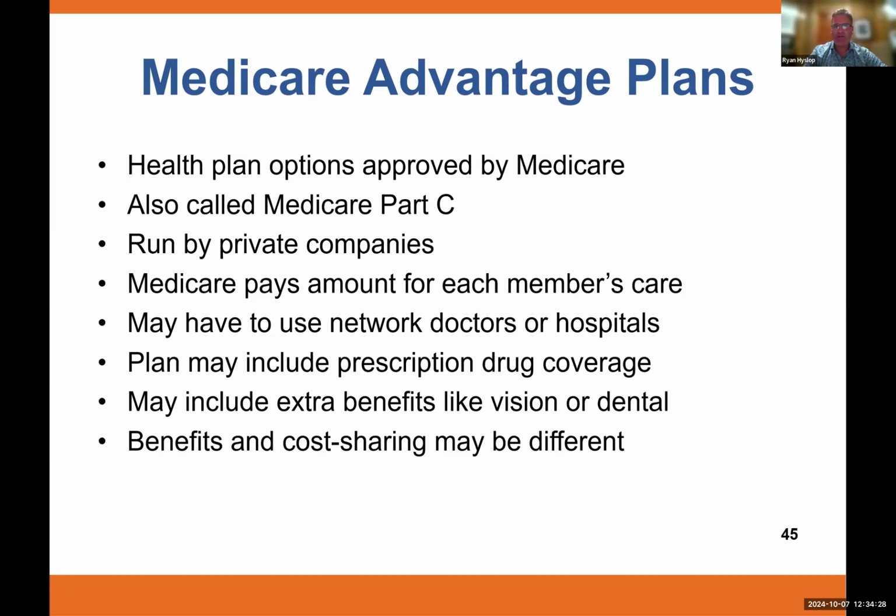This is the non-traditional side. It's the health plan option approved by Medicare, called Part C, as you guys know, run by private companies. It's run by a private company, right? It pays an amount for each member's care, and you may have to use network doctors or hospitals. The plan may include prescription drug coverage.